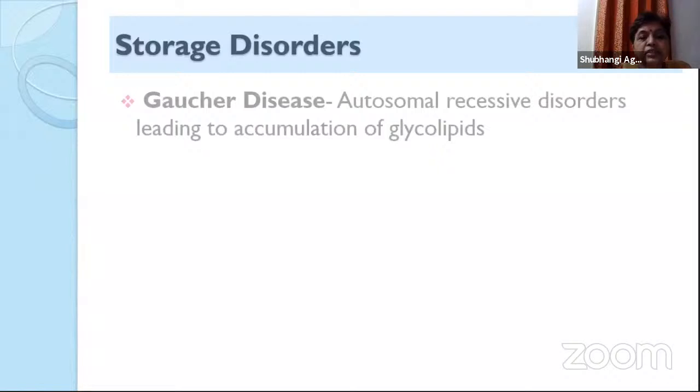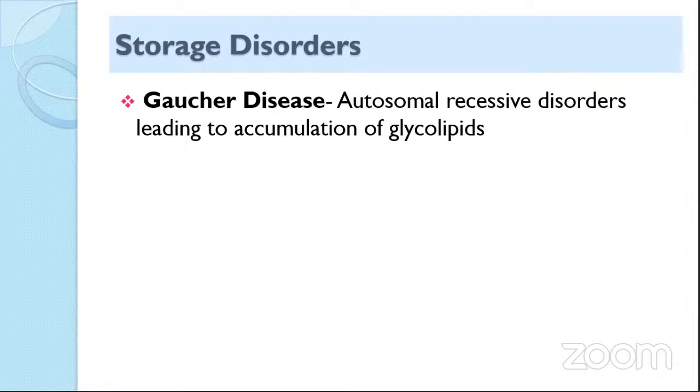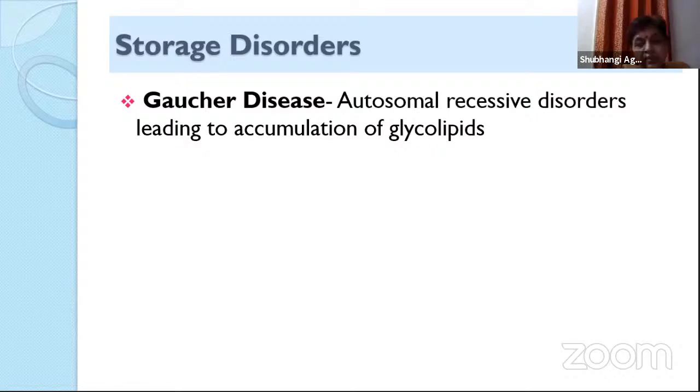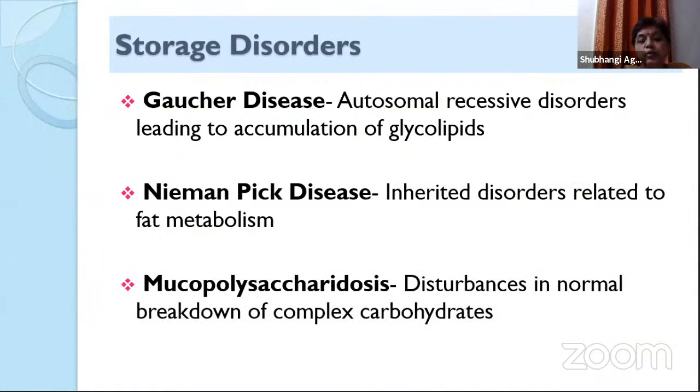Coming to the storage disorders, which I will be discussing as non-neoplastic disorders of the bone marrow. These storage disorders which I will be discussing will be of 3 types. The first one is Gaucher's disease, which is an autosomal recessive disorder leading to accumulation of lipids in the histiocytes. The second is Niemann-Pick diseases, which are inherited disorders related to fat metabolism. And third is mucopolysaccharidosis, which is due to disturbances in the normal breakdown of the complex carbohydrates.